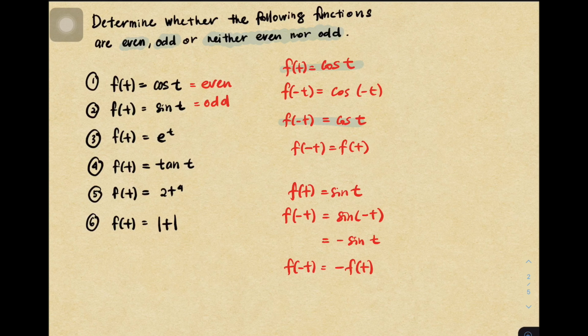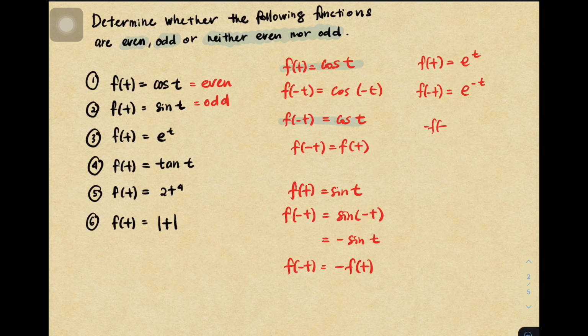When we have f(t) equal to e^t, we want to check this function, so we need to substitute t with negative t. So let's find f(-t). f(-t) is equal to e^(-t). This is not equal to f(t), and not equal to negative f(t) as well, because negative f(t) would give you negative e^t, but you have e^(-t). So f(t) is not equal to f(-t).